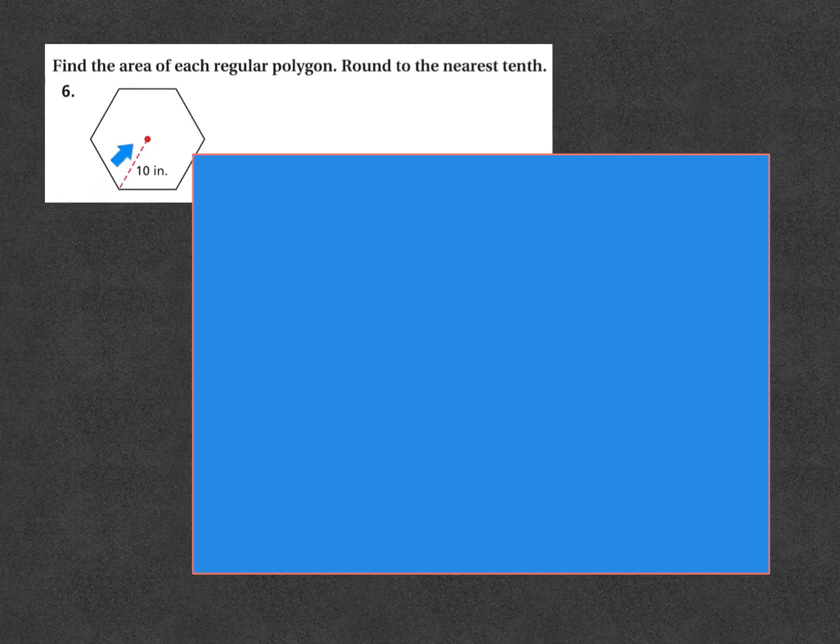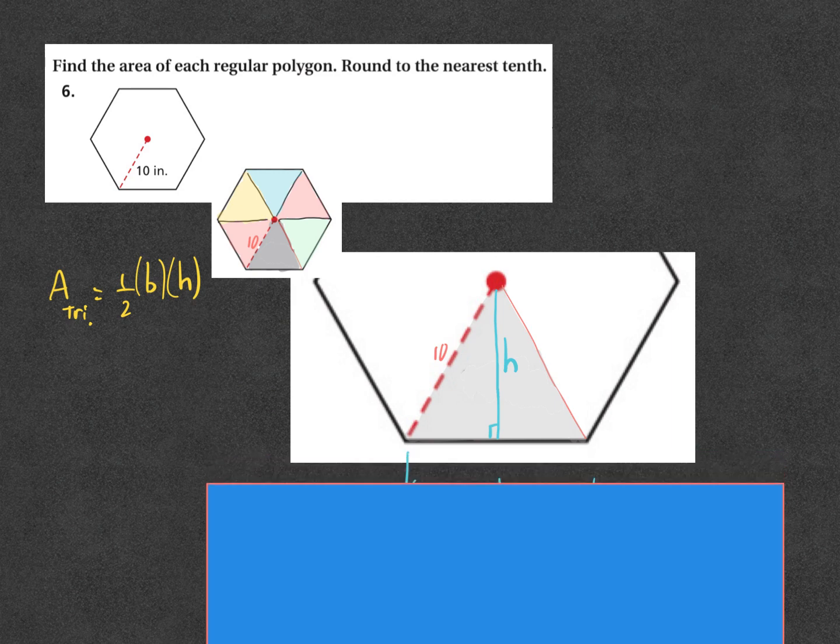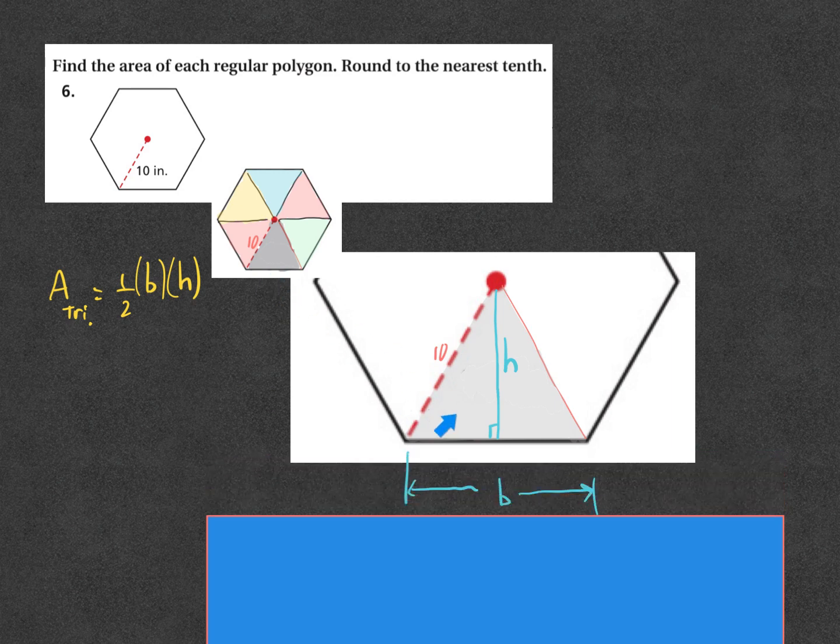In class, you decided that your favorite way of finding the area of a regular polygon, like this hexagon, was to divide it into triangles. Then the area of this regular polygon would be equal to the area of any one of these triangles times 6. And the area of a triangle is 1/2 times base times height. So if we can find the base and height of this triangle, then 1/2 times base times height will be the area of one of them, and the area of our polygon will be 6 of those.